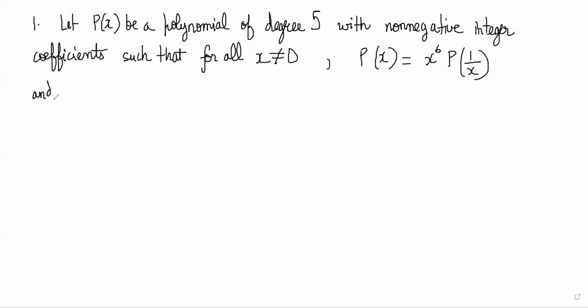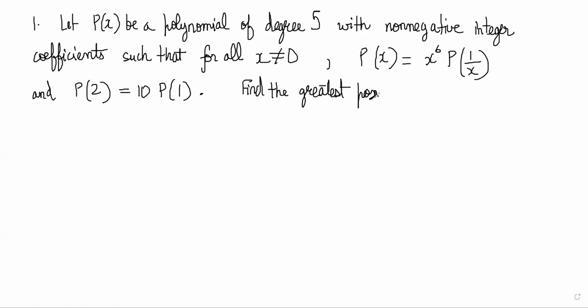and P of 2 is equal to 10 times P of 1. You have to find the greatest possible value of P of 3 by P of 2. That is our question. Okay. So on the first glance, it looks like there is no direct approach for this, but we will try to use the concept of reciprocal polynomials here.